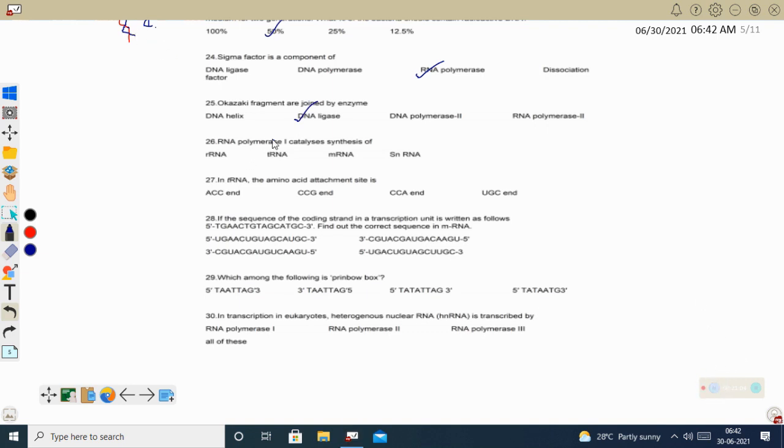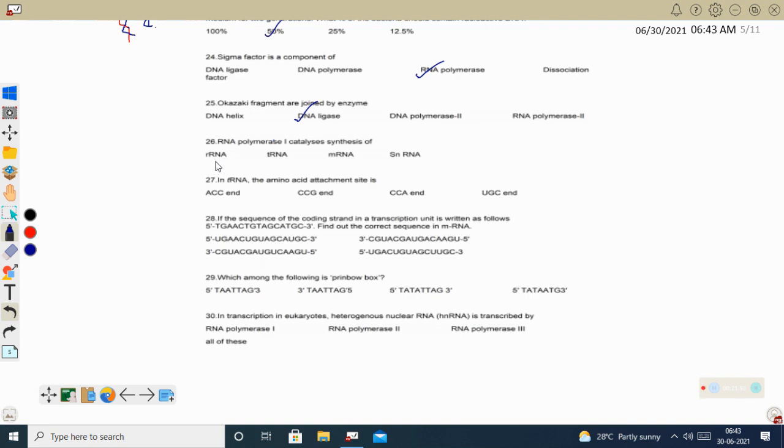Next question. RNA polymerase 1 catalyzes the synthesis of rRNAs. We have studied that in eukaryotic organisms there are three different types of RNA polymerases. RNA polymerase 1 helps in transcribing 28S rRNA, 18S rRNA, and 5.8S rRNA. And RNA polymerase 2 helps in synthesizing the precursor of mRNA, that is heterogeneous nuclear RNA or hnRNA. And RNA polymerase 3 is responsible for synthesizing tRNA, 5S rRNA, and snRNA.